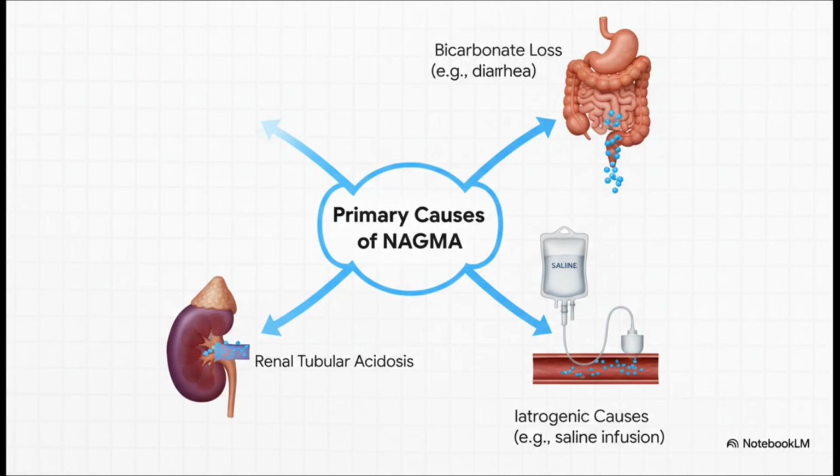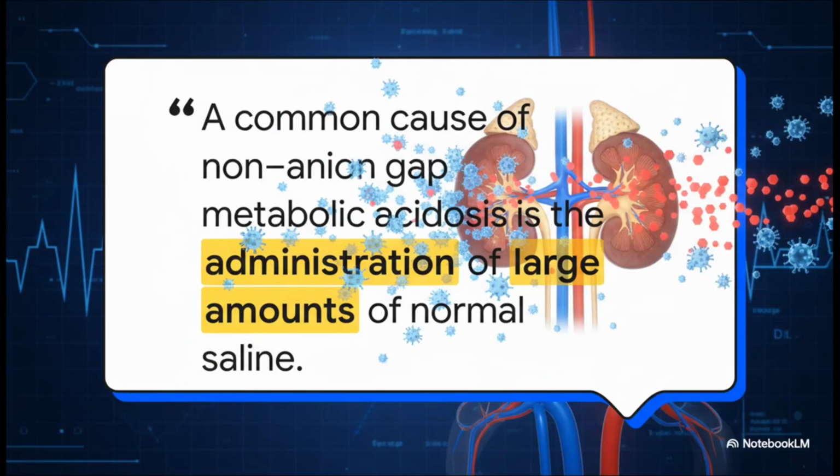So where's all this bicarb going? Well, the number one culprit, by a long shot, is GI losses. We're talking severe diarrhea where you're literally just pouring out bicarb. You can also have kidney issues where they fail to reabsorb bicarb. And this is one we really have to pay attention to: there are things we do as clinicians that can cause it. And this is a perfect example and a huge clinical pearl.